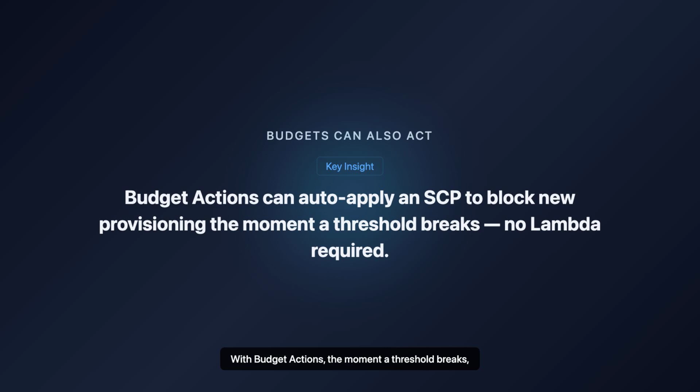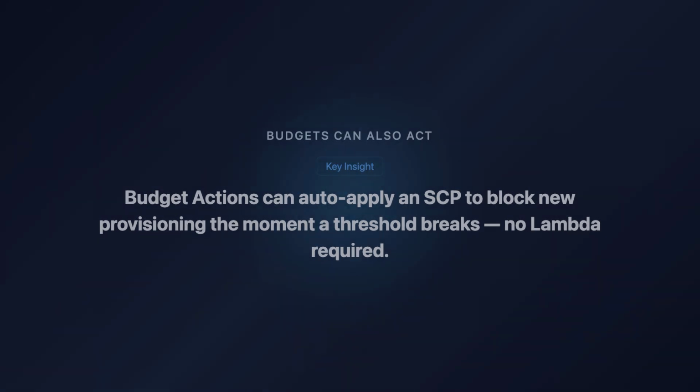With budget actions, the moment a threshold breaks, it can automatically apply an IAM policy or a service control policy that blocks new provisioning, or even stop EC2 and RDS instances. For MegaCorp's sandbox, that means when the account hits its monthly ceiling, an SCP shuts down further spinning up automatically, with no Lambda function involved. One caveat worth remembering: those SCP actions get reversed at the start of the next budget period, so if you never fix the root cause, spending resumes.